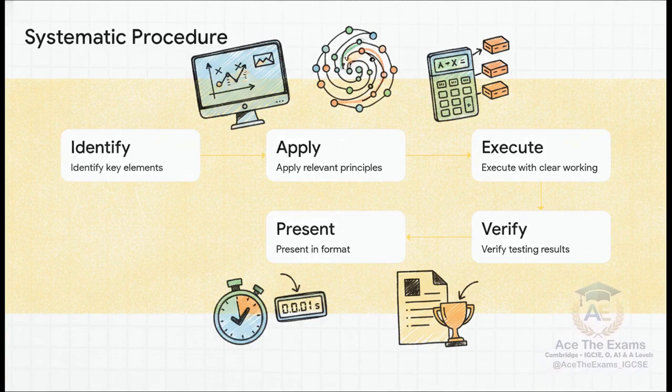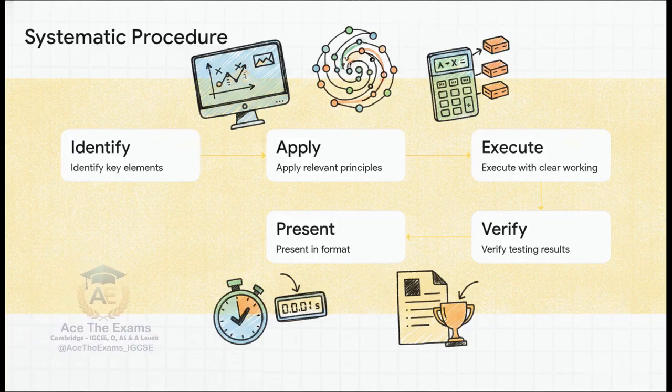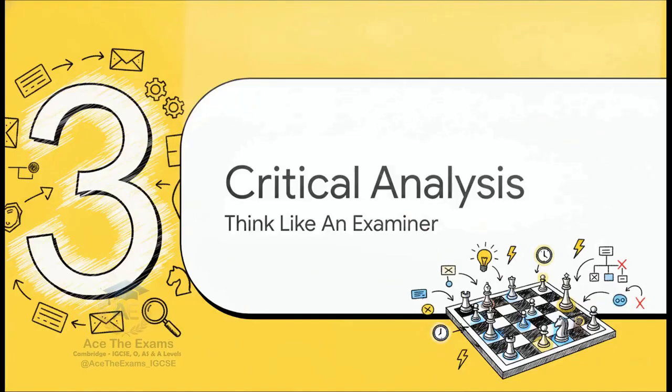If our student Alex had just followed Step 3 and executed with clear working, actively showing the math for calculating the number of packets required for a 5 megabyte file, they would have secured method marks even if their final division was slightly off. This sequence isn't just a suggestion, it is your ultimate safety net during the exam. All right, on to Section 3, Critical Analysis.